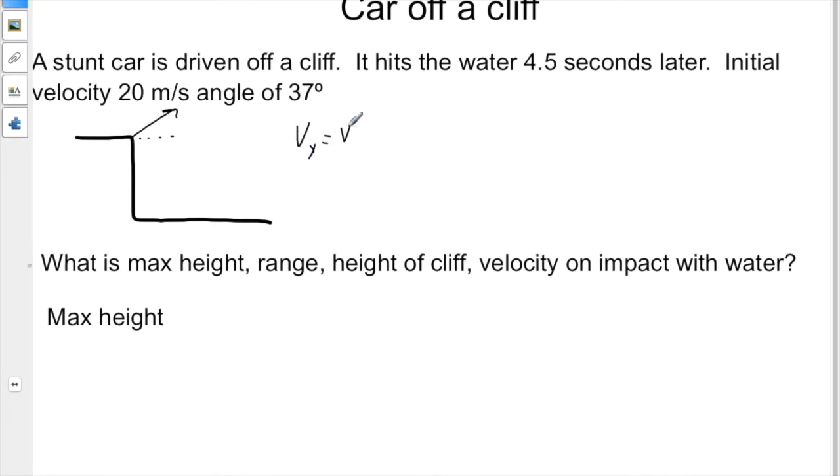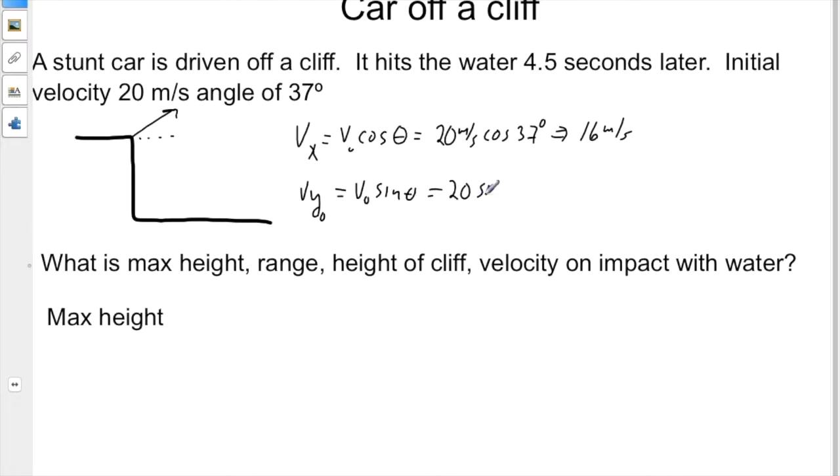Velocity in the x direction is v0 cosine theta. That looks like 20 meters per second times cosine 37 degrees, which gives me 16 meters per second. The initial velocity in the y direction is v0 sine theta, 20 times sine 37 degrees, which is 12 meters per second.